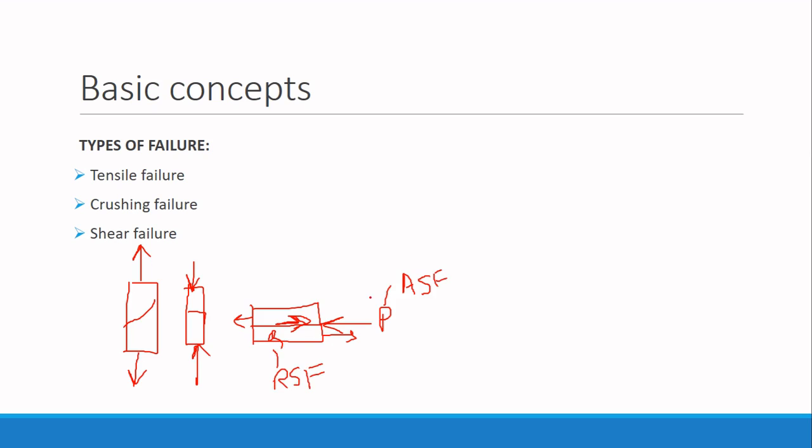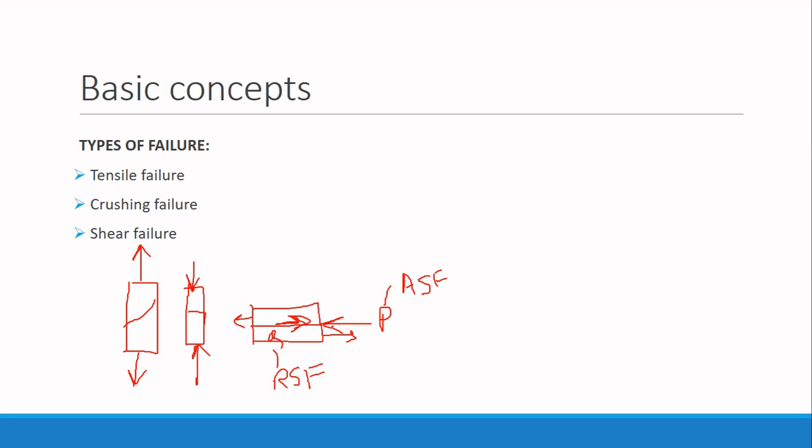Now the acting shear force will generate a stress in the body, which is called the acting shear stress or the disturbing shear stress, and the resisting shear force will generate a resisting shear stress. Now if the resisting shear stress is higher than the acting shear stress, then the body will be safe, it will not fail at all. But if the resisting shear stress or the resisting shear force is less than the acting shear force or acting shear stress, then the body will fail because of shear.